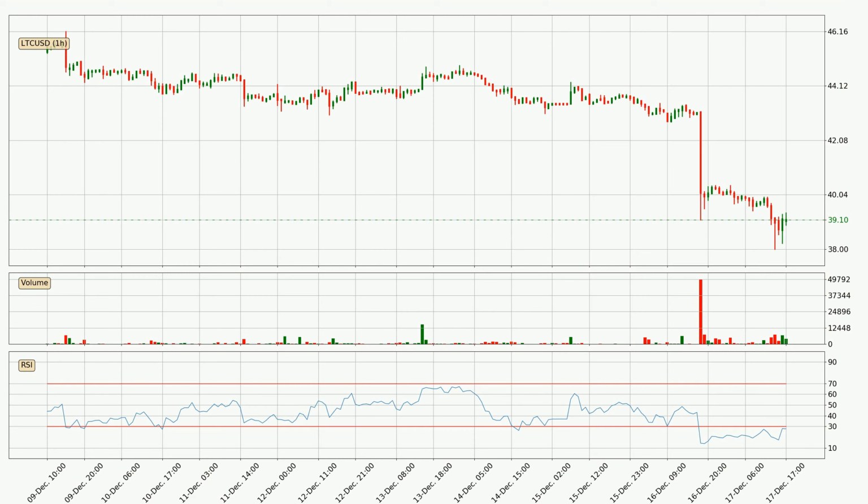When we now look at the current hourly relative strength index, the current hourly RSI of 28 is in the lower region, which means that the price is oversold and a rebound or some kind of consolidation is possible.